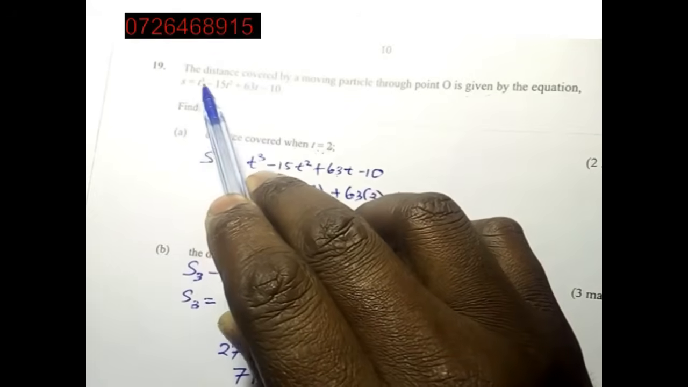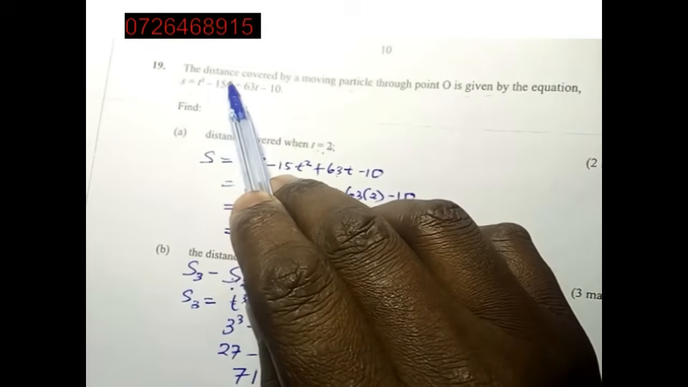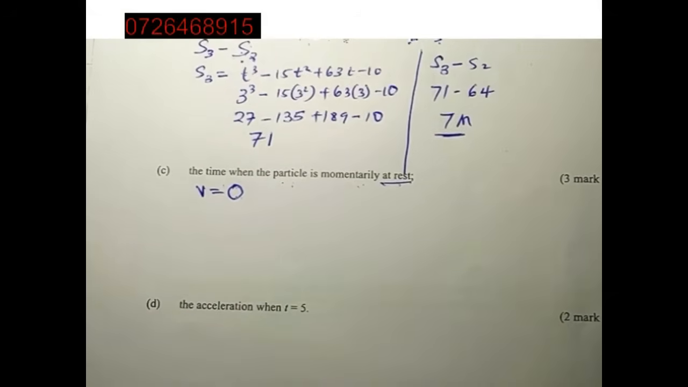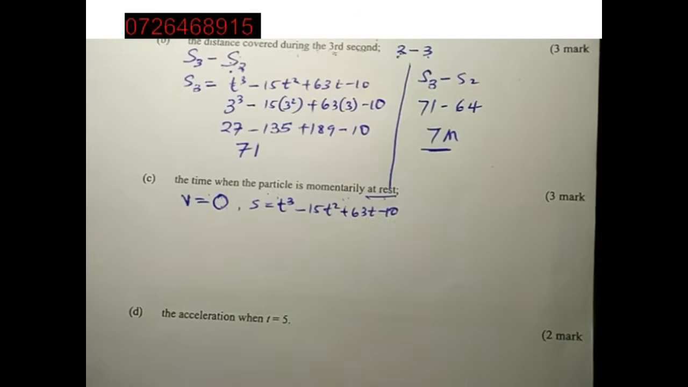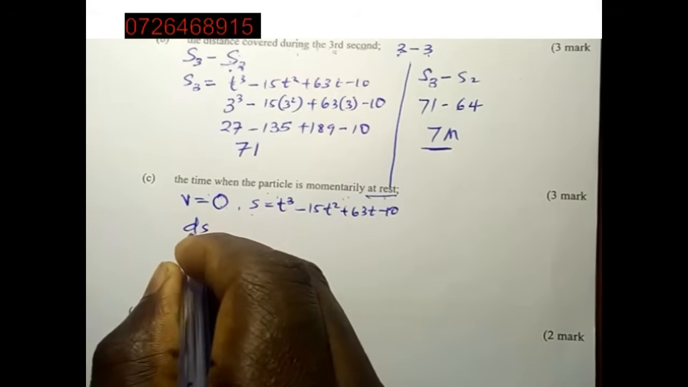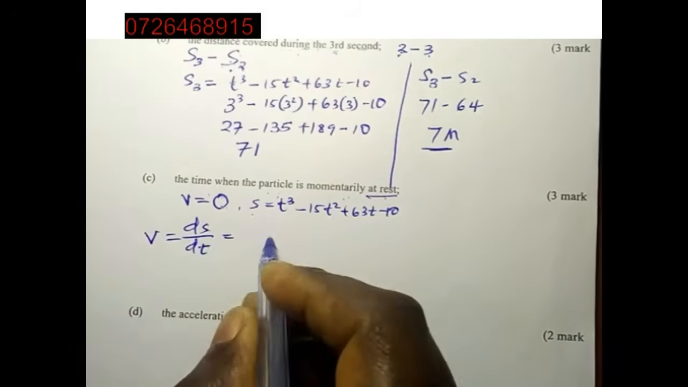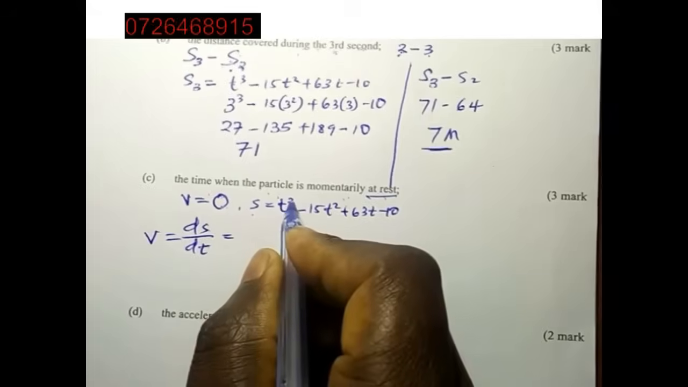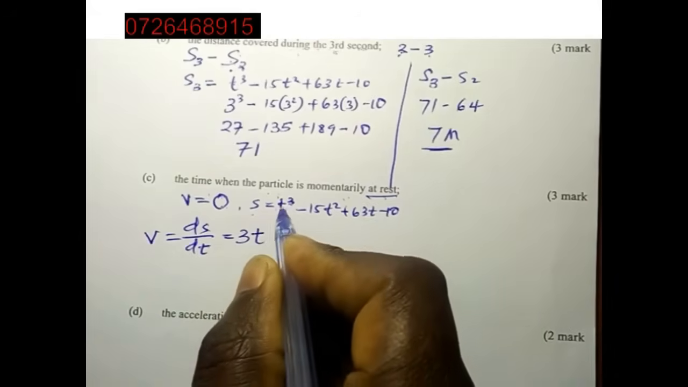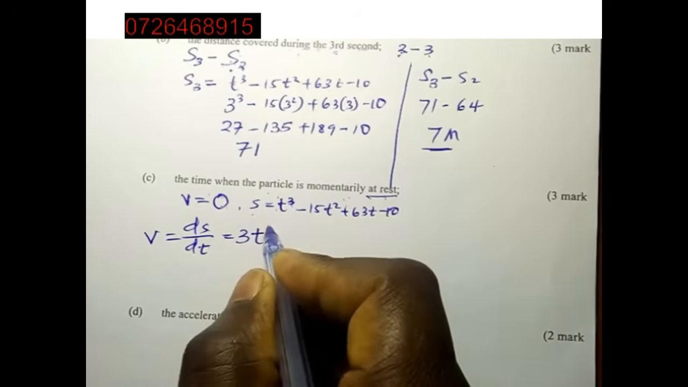So to get velocity we differentiate once. We differentiate once and we get velocity. So now let us differentiate our equation. To differentiate this equation, we do it as ds over dt, that is velocity. Let us differentiate t raised to power 3. This 3 comes to the front, it becomes 3, and then we remain with t. t was raised to power 3, so 3 minus 1 is 2, so we remain with 2.